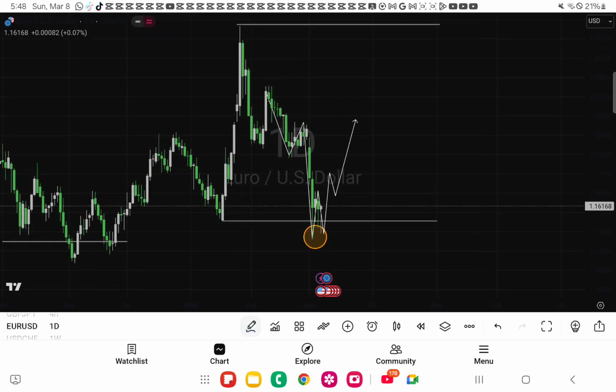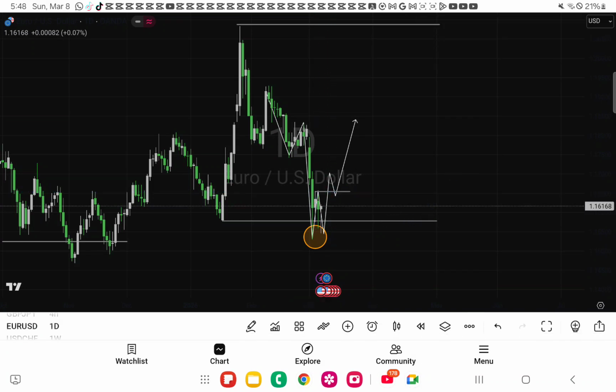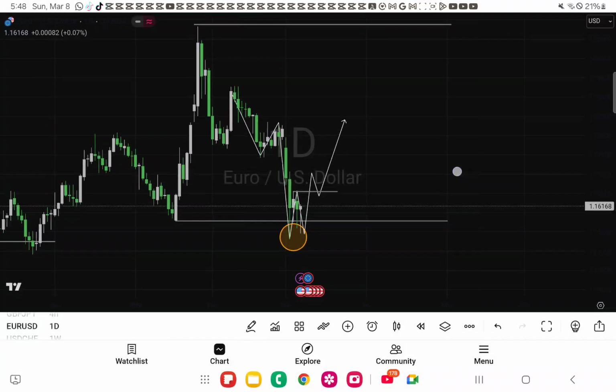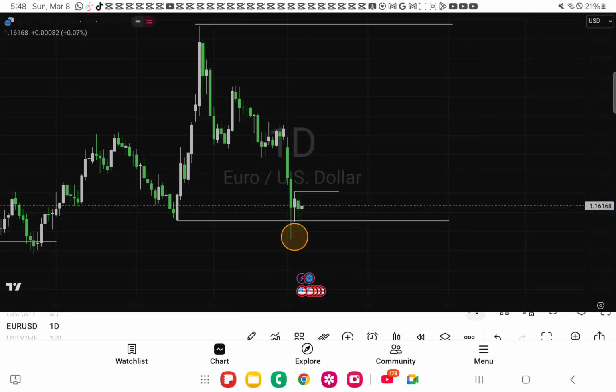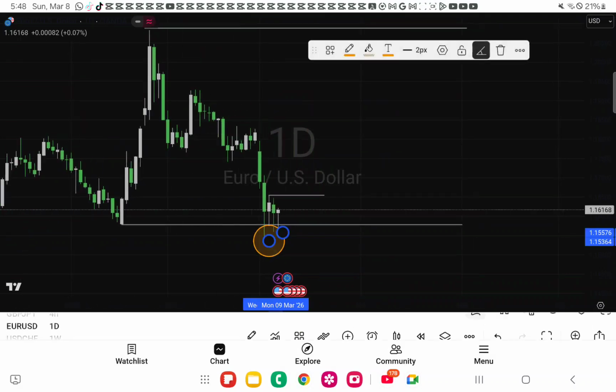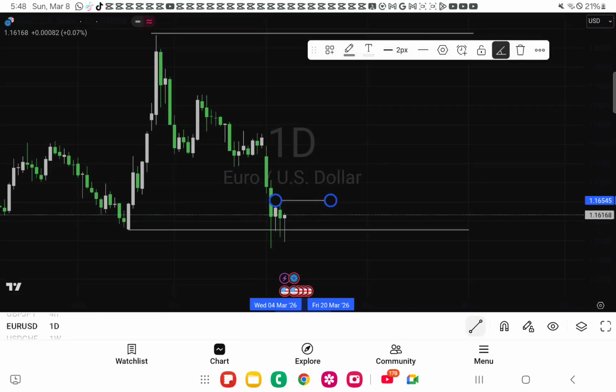Once we see a closure with a body above this range, this is our range high, from there we'll be getting our first buy opportunity. So my focus will be on this zone, on this high. My focus will be on that high.